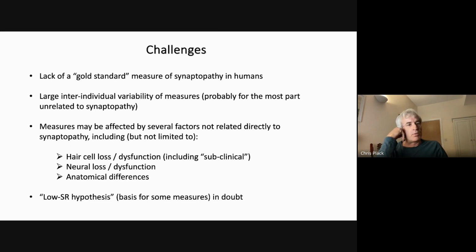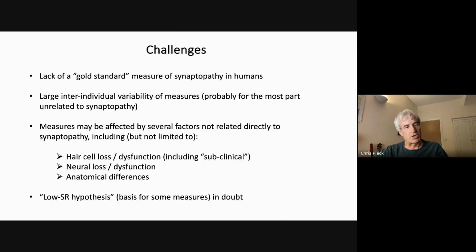The other problem, the low SR hypothesis, which I mentioned, is that the high threshold, low spontaneous rate fibers were thought originally to be most affected by synaptopathy. That seems to be true in the guinea pig model. In the mouse model, Sivakar and Lieberman recently showed that might not be the case, and there's some doubt in humans about whether there is this clear distinction.